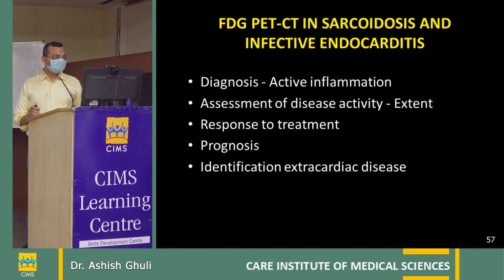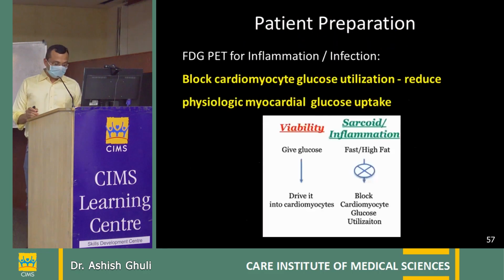Coming to the use of FDG in cardiac infection and inflammation imaging, it is used for the diagnosis of inflammation, to assess disease activity, that is the extent of the disease. It is also used for treatment response, prognosis, and identification of extracardiac sites of infection. In cardiac infection and inflammation imaging, patient preparation is the most important and the most difficult task which we face in our practice.